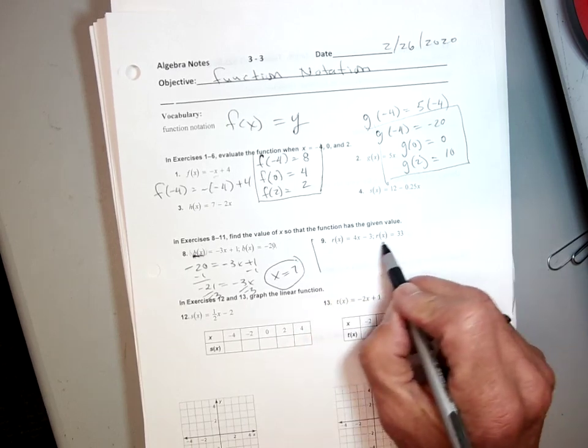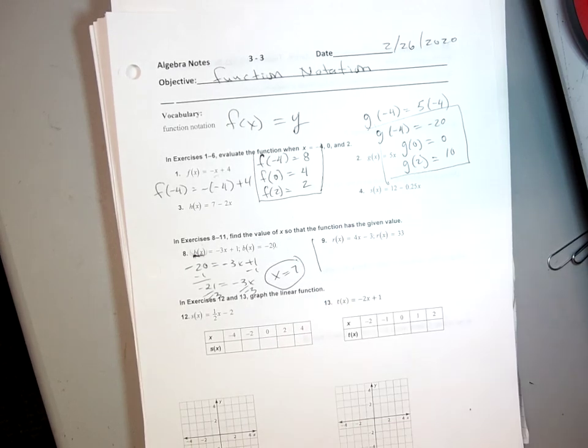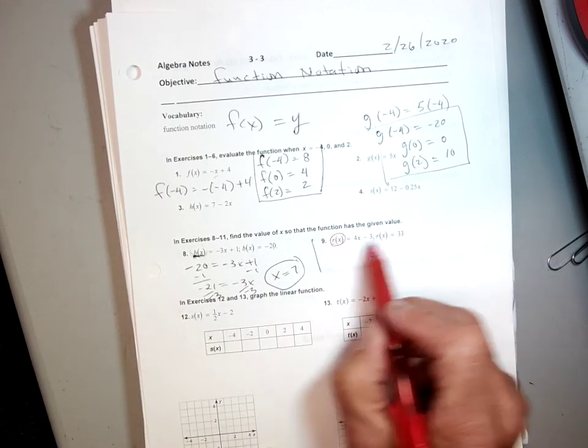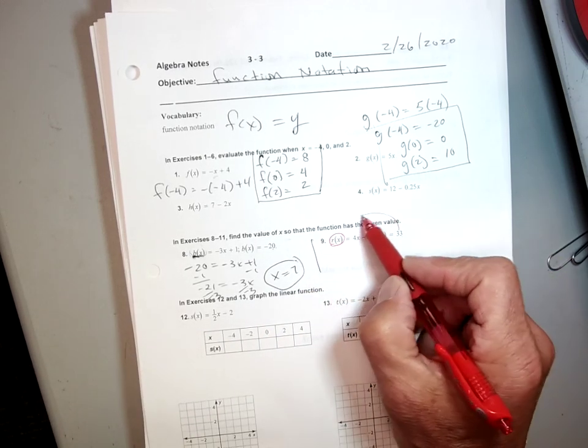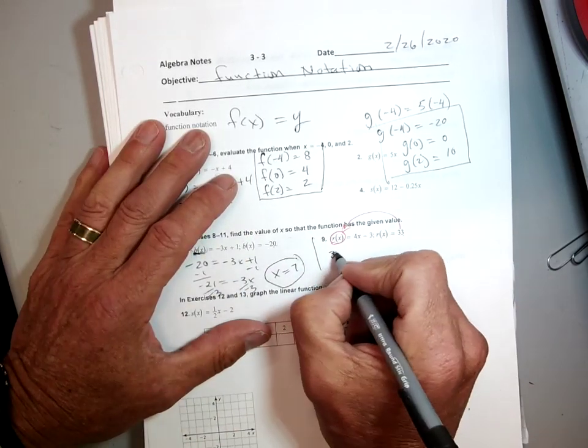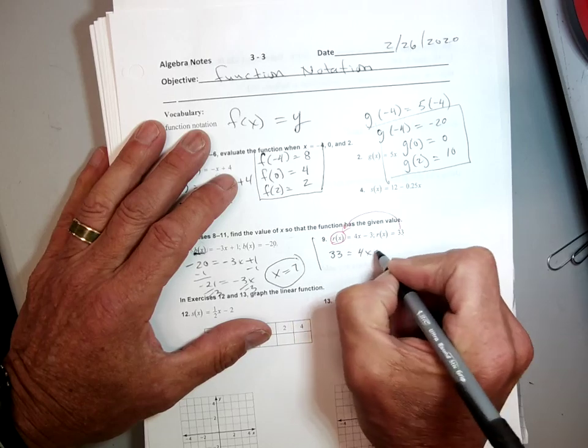It says r of x equals 33, so instead of writing r of x, let's write 33 right there. Okay, so r of x equals 33. So we're going to go 33 equals 4x minus 3, and I'm going to solve.